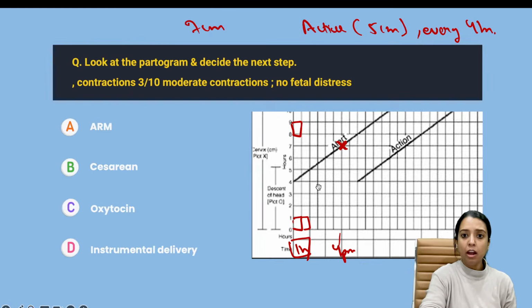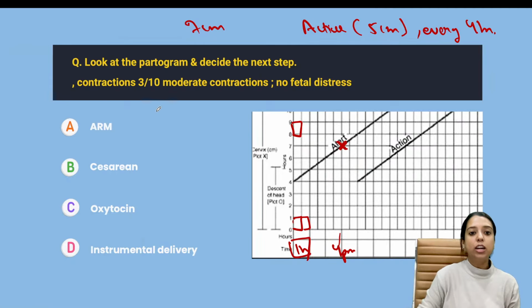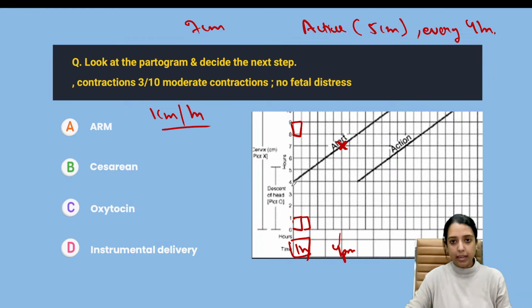According to the partogram, what is the rate of dilatation? The rate of dilatation according to the partogram is 1 centimeter per hour. That is what the alert line shows. 1 centimeter per hour. See, 4, 5, 6. Your first plot is on alert. If your progress is slow, it will immediately cross the alert line. If your progress is not 1 centimeter, it will immediately cross the alert line.